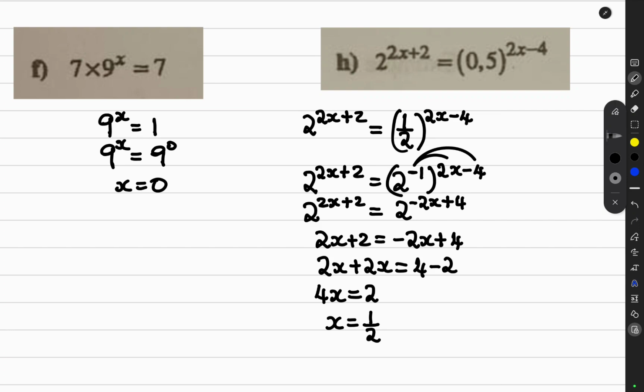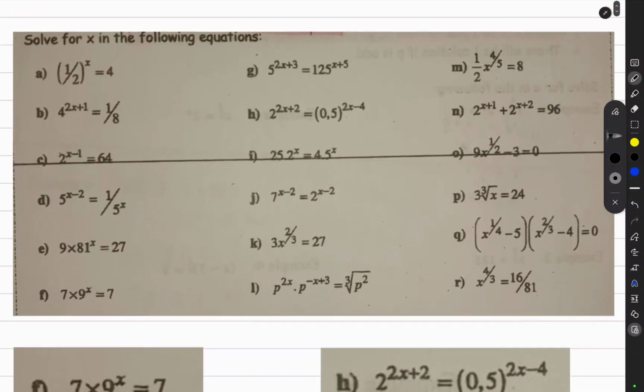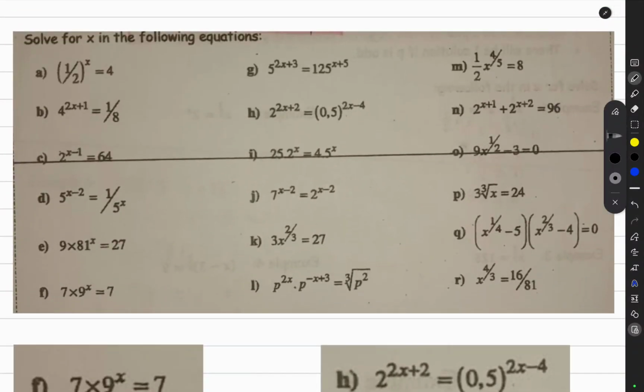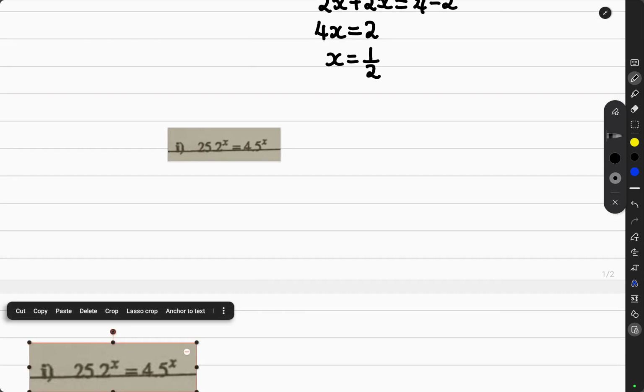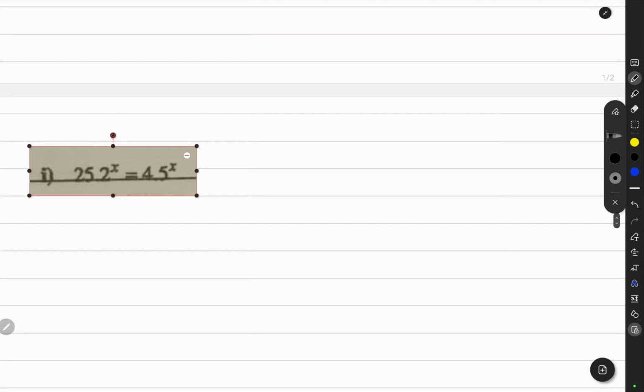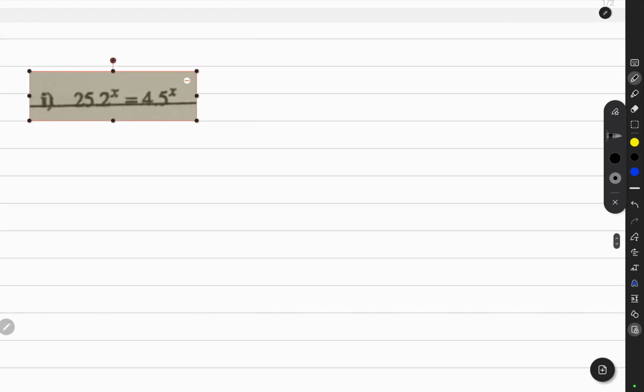All right, now let's move on, and let me go and pick I. I need a new page. Check this out. Onto new page.